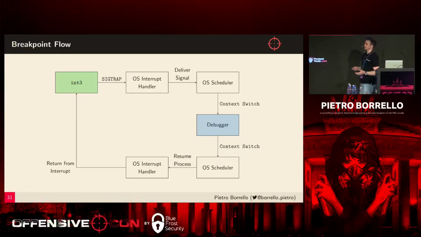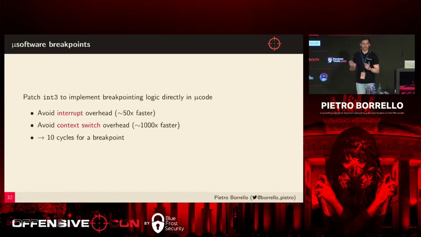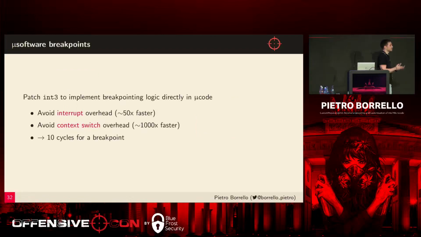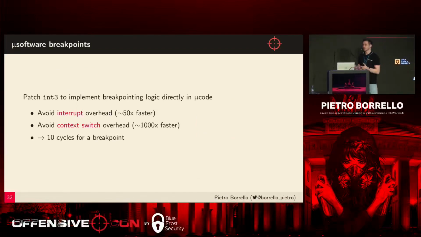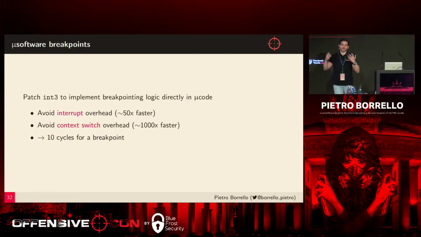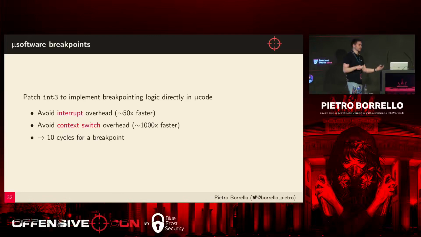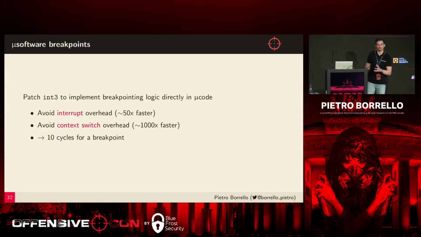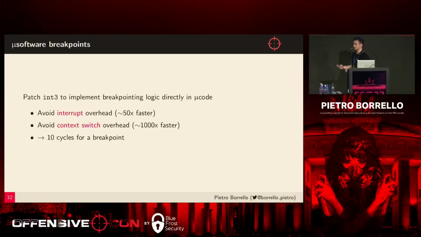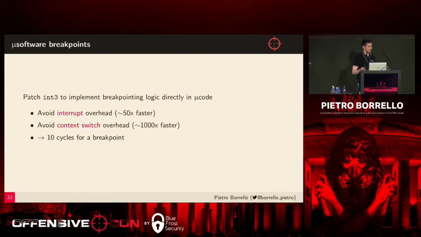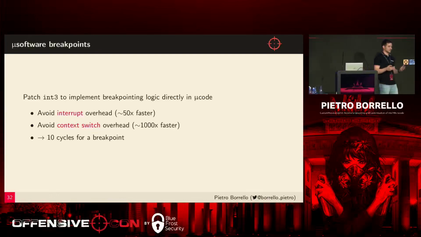So what if I tell you that we can remove all of this and just change the semantics of the int3 instruction to implement the breakpoint logic at the microcode level? First of all, we can avoid the interrupt overhead, and just by avoiding the interrupt cost, we have a 50x speedup on software breakpoints. But also by avoiding the context switch overhead, we are 1,000 times faster in executing software breakpoints, in just 10 cycles. Obviously, this is not as generic as software breakpoints, but for very specific cases, this works really well.